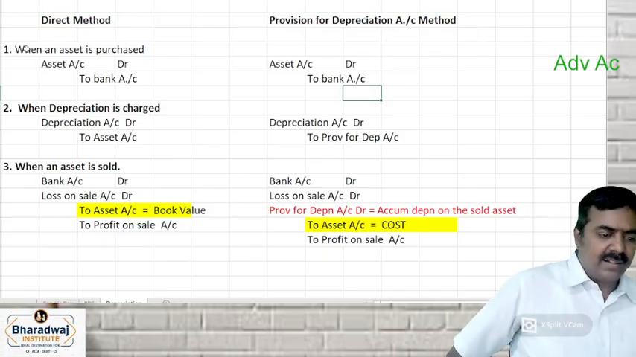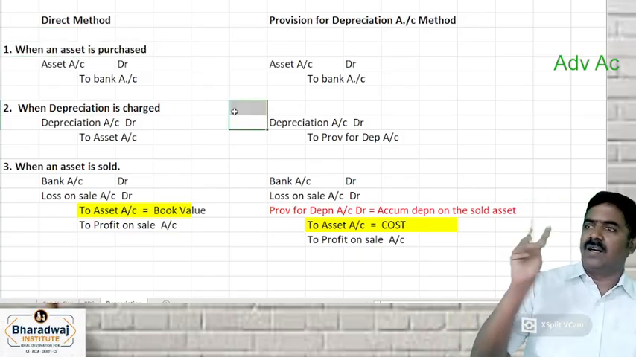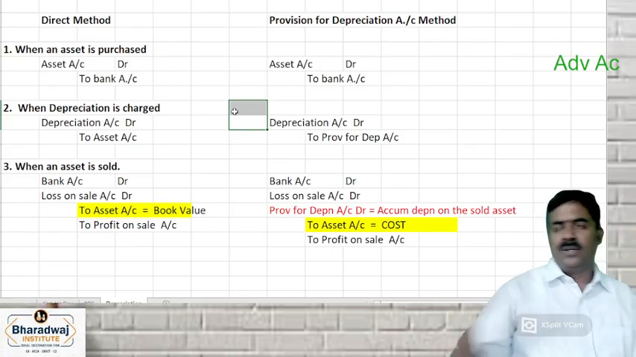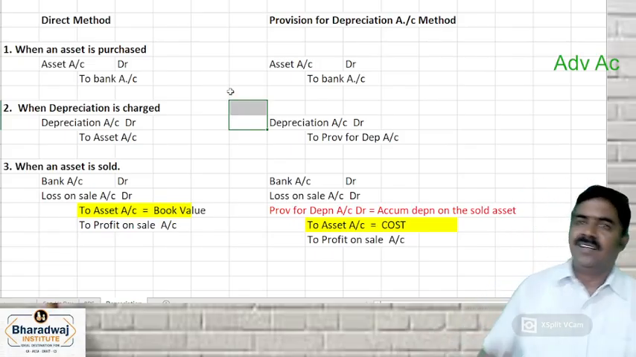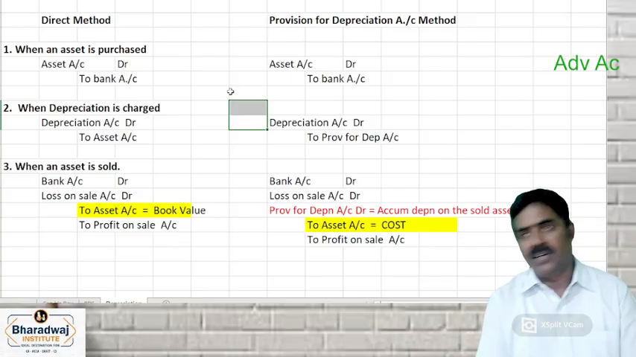Can you change the method of depreciation? Yes. If it is permitted by law or accounting standard or for accounting policy, you can change depreciation. The change can be for the future or it can be for the past. How to do that? We will see now. Question.